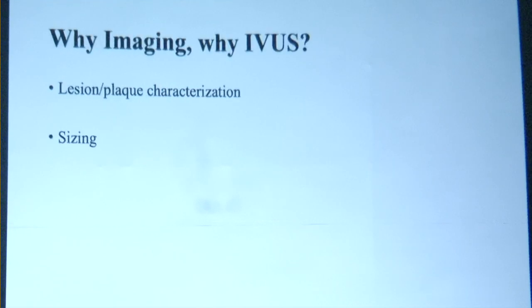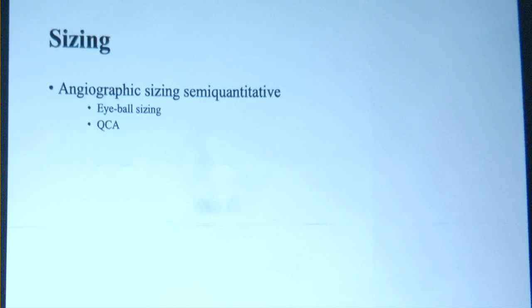So let me kick off. I have no relevant disclosures in this space. Let's ask the question, why imaging? I'm going to focus mostly on IVUS, because that's what I do the majority of the time. Why IVUS? What does it add to the angiogram? Well, we all know that it gives us an idea of lesion or plaque characterization, and also gives us a very good idea of vessel sizing. So we'll focus on these two issues in a very basic format.